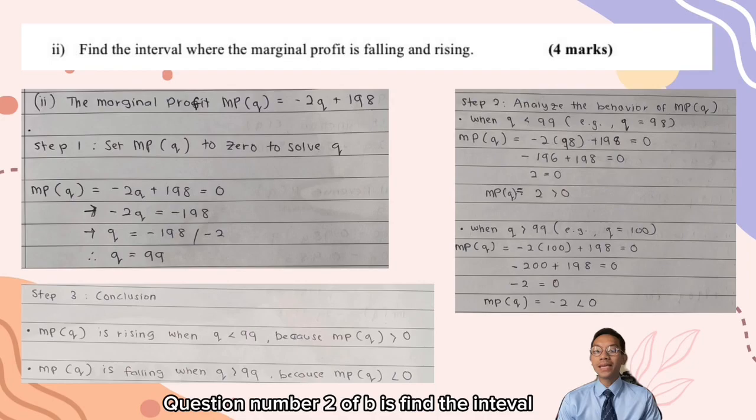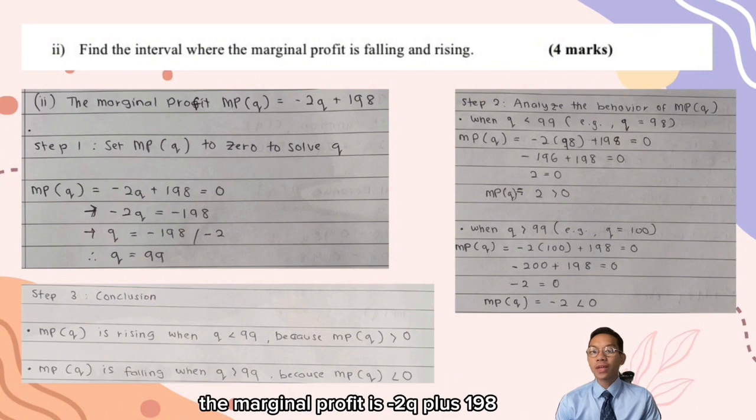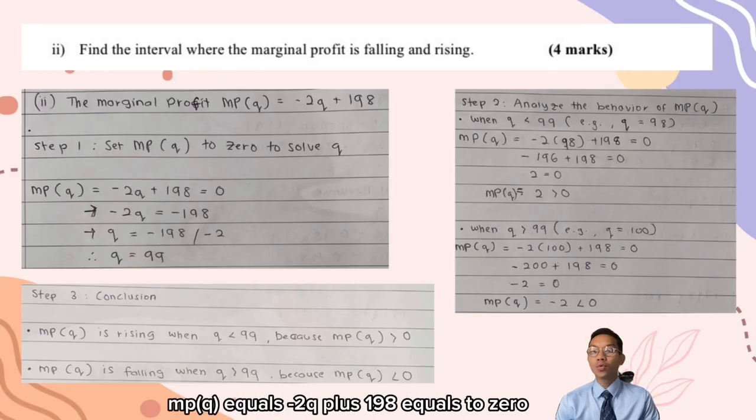Question 2 of B is to find the interval where the marginal profit is falling and rising. By using the answer from B, the marginal profit is negative 2Q plus 198. I provide 3 steps to answer this question. The first step is to set MP(Q) to 0 to solve for Q. That is, MP(Q) equals 0. So by using the equation above, MP(Q) equals negative 2Q plus 198 equals 0.